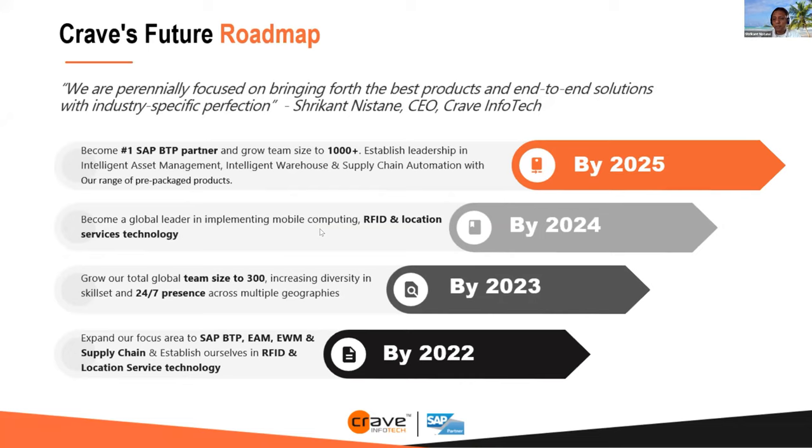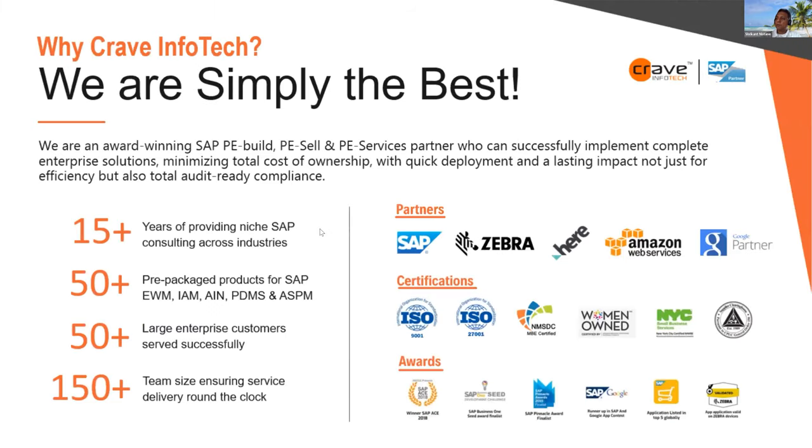So the focus areas are SAP Business Technology Platform, EAM, EWM, and supply chain. And also RFID and location service technology. So that's basically our focus areas. This is the summary of Crave Infotech. Again, 15 plus years, 50 plus prepackaged solutions available on SAP App Store. It basically helps you to decide effectively between building and buying, right? 50 plus large customers, 150 plus team size. And as you can see in our earlier roadmap, we are poised to double it in the next 12 months.